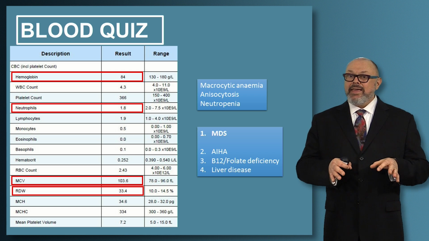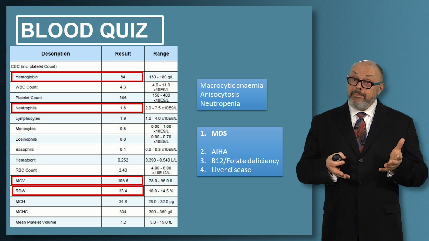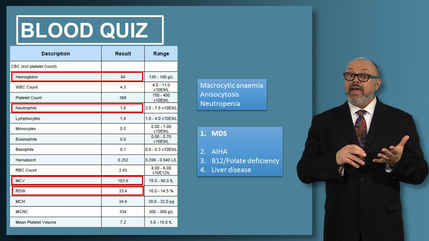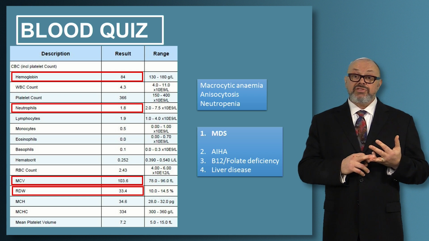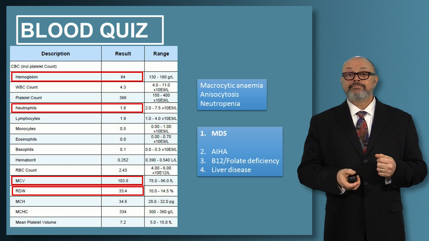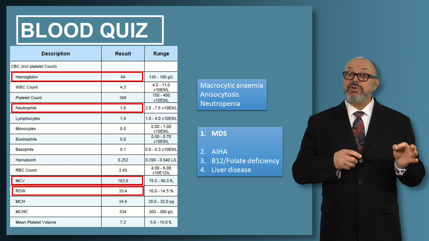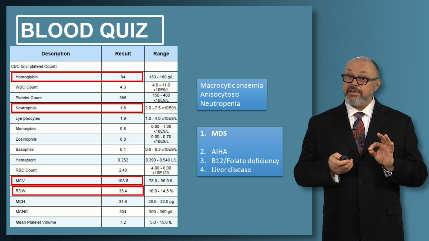This sounds like myelodysplastic syndrome, but it's conceivable that he might have autoimmune hemolytic anemia, or B12 or folate deficiency, or even perhaps liver disease. You should think about how you would distinguish among these diagnostic possibilities.